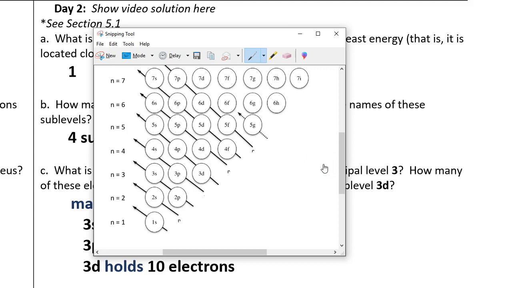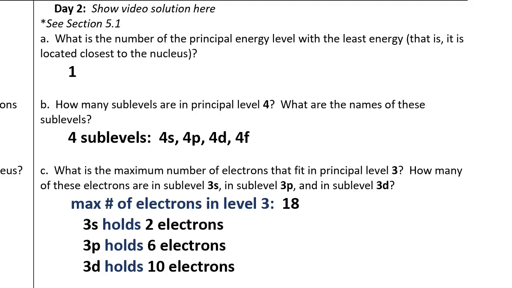Here's a picture of the Aufbau diagram similar to the one in the book. Starting at the bottom of the diagram, you see that the first energy level is number one. Question B, how many sublevels are in principal level number four, and what are the names of those levels?